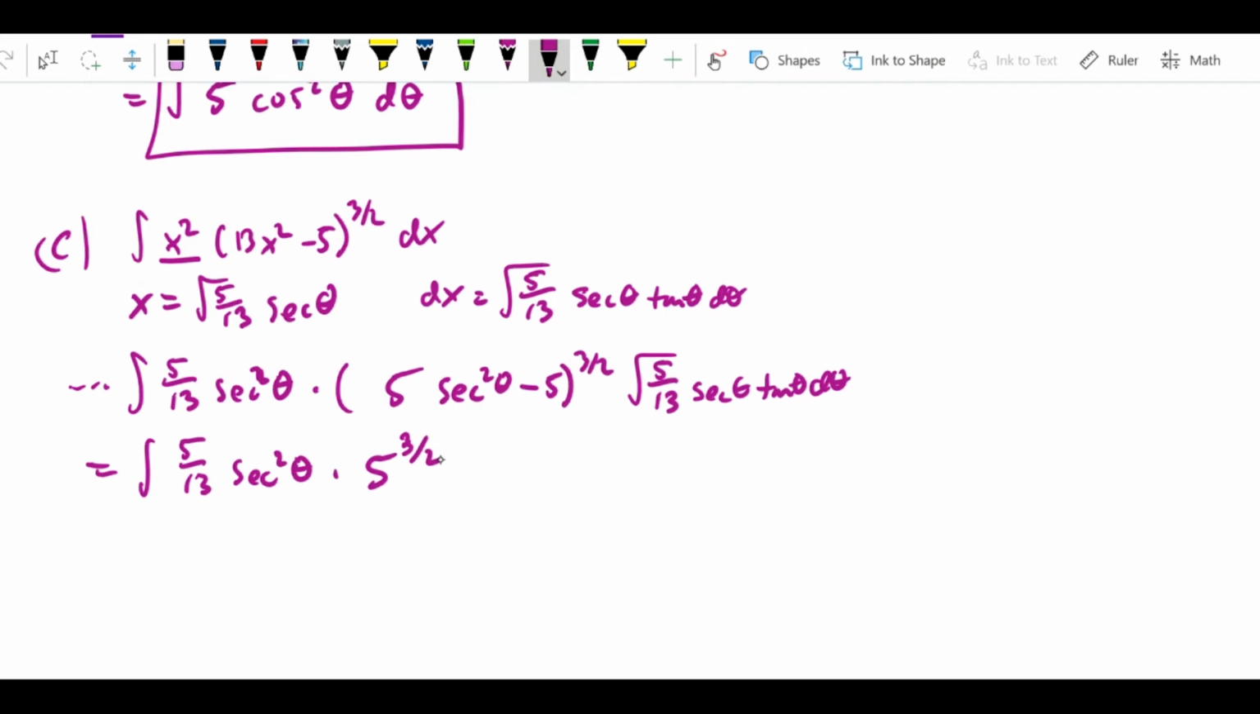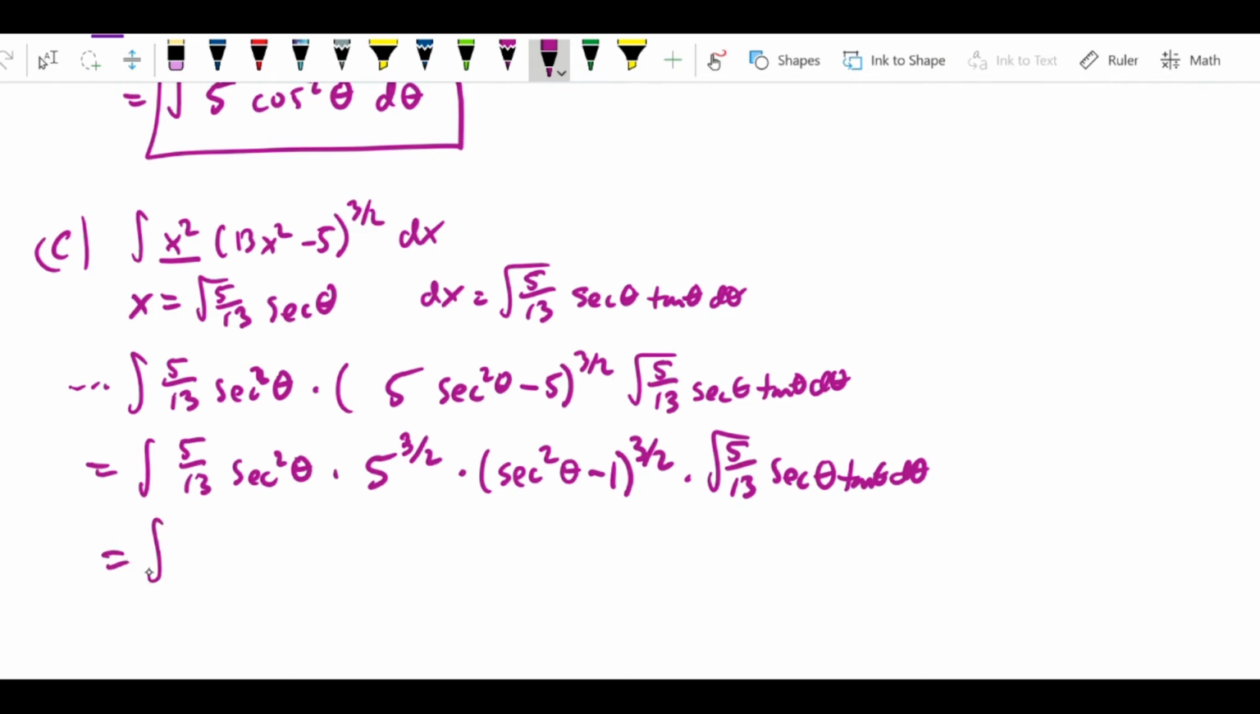It's going to be 5 to the 3 halves times secant squared theta minus 1 to the 3 halves times root 5 over 13 secant theta tan theta d theta. There we go. Okay, so let's add up all the powers of 5. We have 5 to the 1 and 5 to the 3 halves. That gives us 5 to the 5 halves, and then another half. That's going to be 5 to the 6 halves, or 5 cubed.